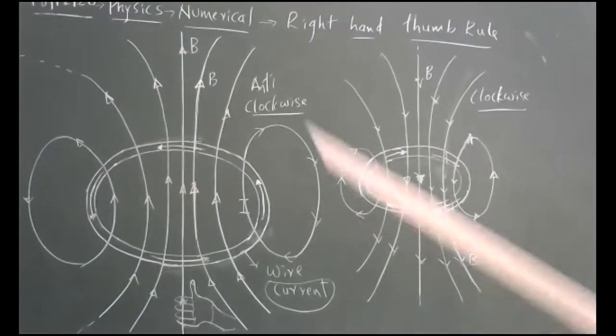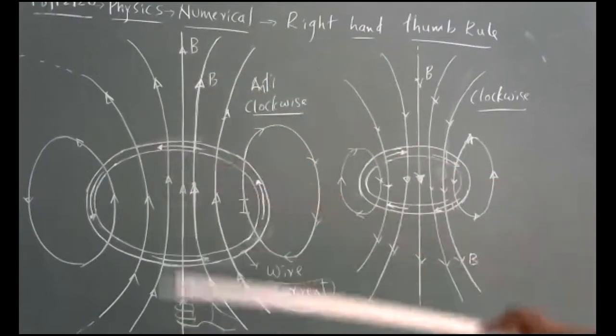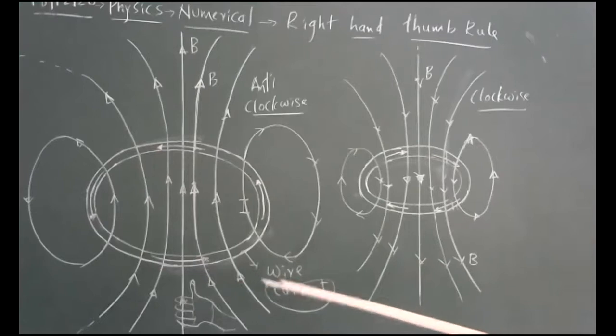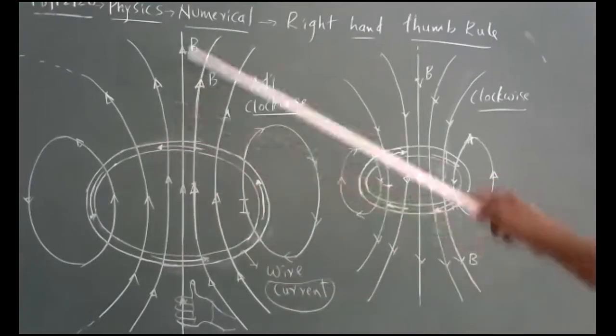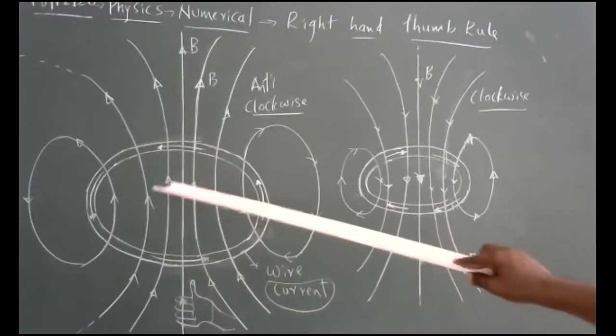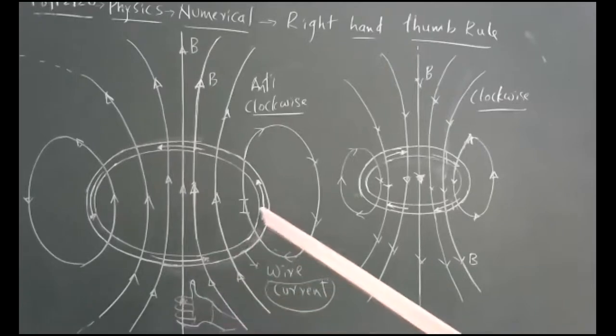When I talk about the right hand thumb rule, this is the direction of a magnetic field, and this is a loop. Loop means a wire which carries a current I. If current is anti-clockwise, your magnetic field is upward. You can see all the arrow marks are upward. It starts from the bottom. The thumb indicates the direction of the magnetic field. And what do the fingers indicate?